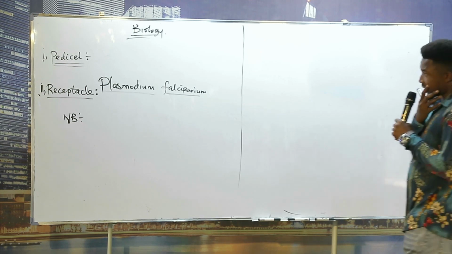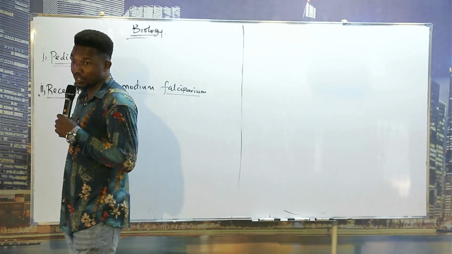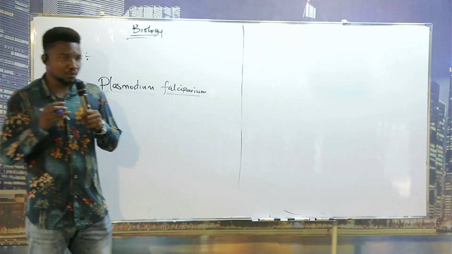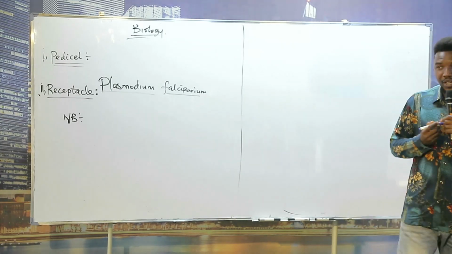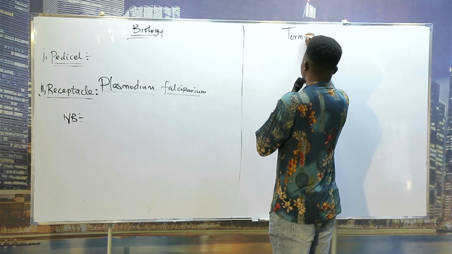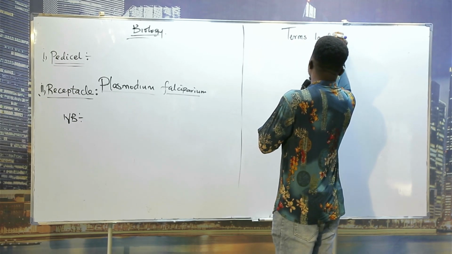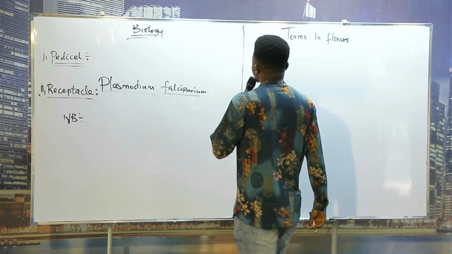In case any question comes out of it, I think we have up to 30 terminologies, so any question that comes from it, you can be able to answer. So we have terms in flowers.